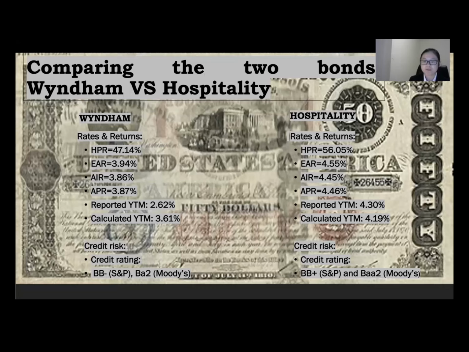Therefore, assuming both bonds trade at par, it is clear that Hospitality's bond generates a greater return in the same period and has a higher credit rating, which indicates less risk. Also, the reported yield to maturity is higher for Hospitality. Hence, without doing any calculations, it is evident that the anticipated return for Hospitality's bond is higher.